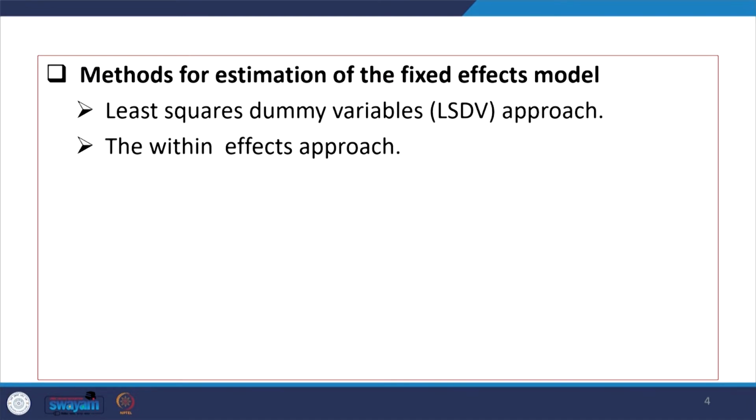So, the methods for estimation of the fixed effect model are made through two approaches. One is the LSDV model, famously called the least square dummy variables approach, and the second one is called the within effects approach. Now, we are going to experiment with the LSDV approach, taking certain variables with dummy content, and we will clarify how those problems can be avoided, and then we can apply an OLS model.